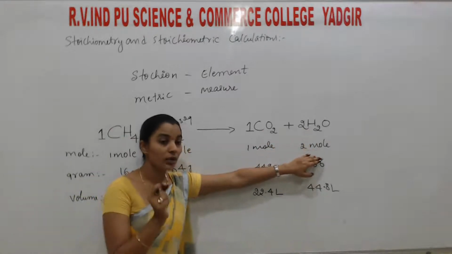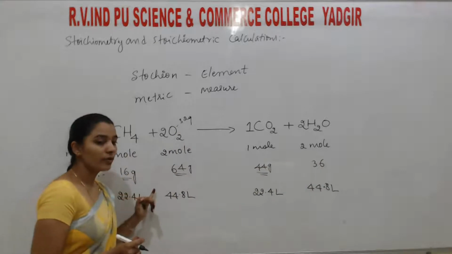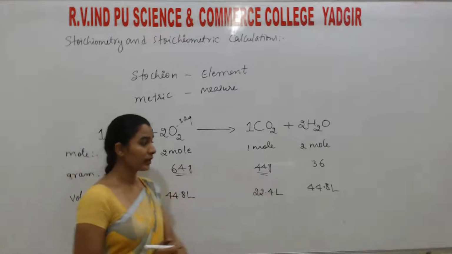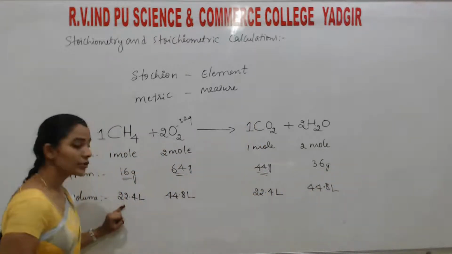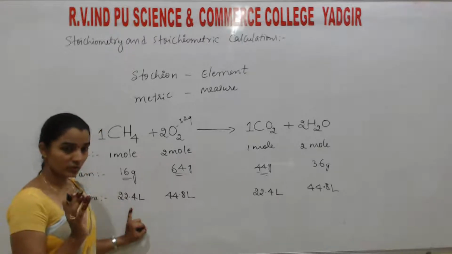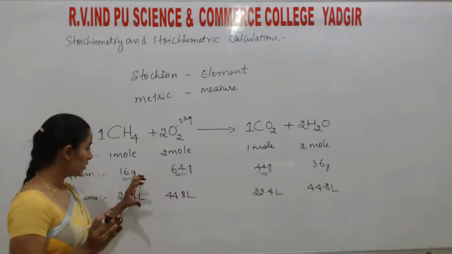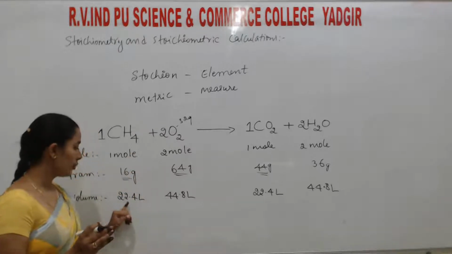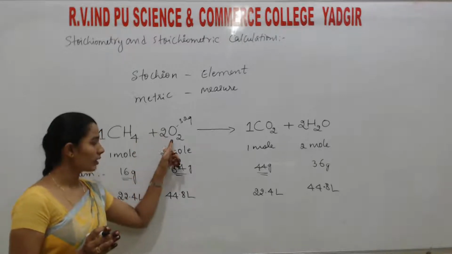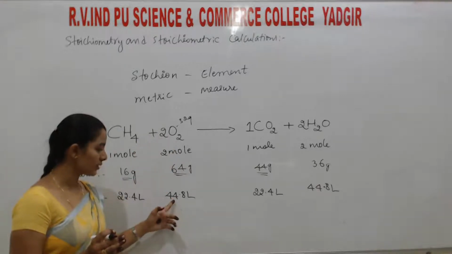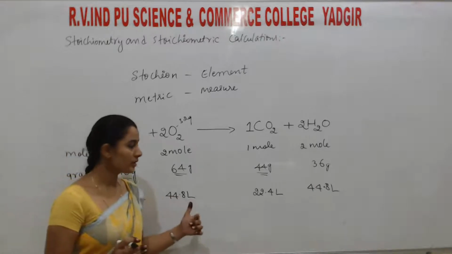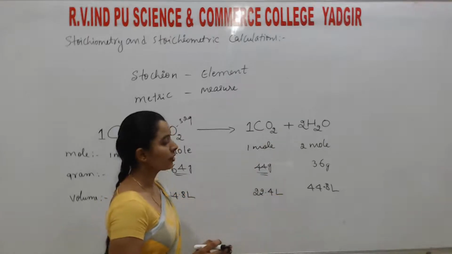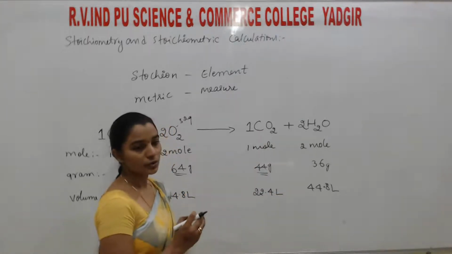Here we mentioned only mole. Here 16 gram of methane reacts with 64 gram of oxygen. Here we are explaining them in grams only. Now here 22.4 liter volume of methane. So can you observe the difference here? Here we are mentioning mole, gram, volume. Understood? So 22.4 liter volume of methane undergoes combustion in presence of 44.8 liter of oxygen, gives 22.4 liter of carbon dioxide and 44.8 liter of H2O.